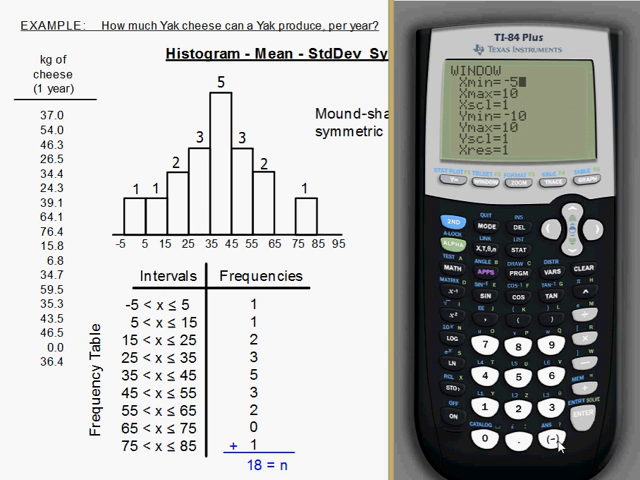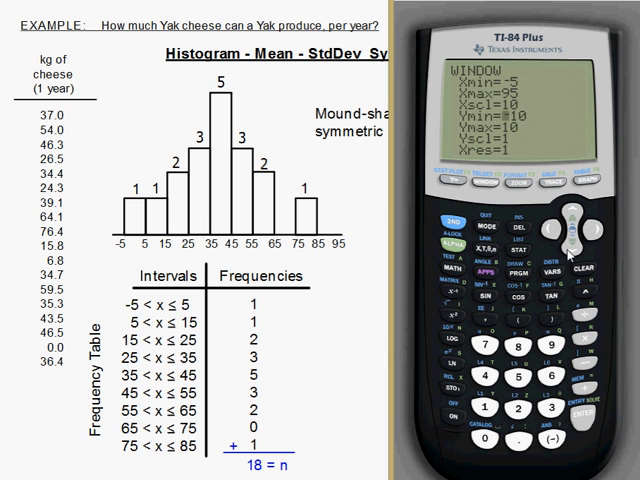A common error is, if you put -5, the calculator doesn't like that. This is the negative sign. So that's our Xmin. Our Xmax, we could put 95. That would work fine. Now, Xscale is particularly important. It's what's called the class interval. It's the width of the box, which in this case we're using a width of 10.